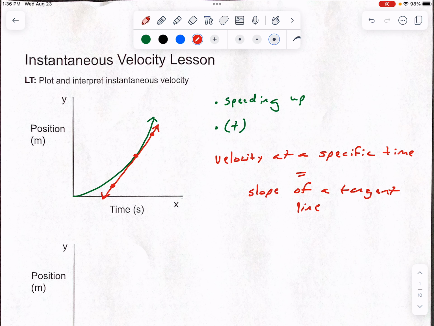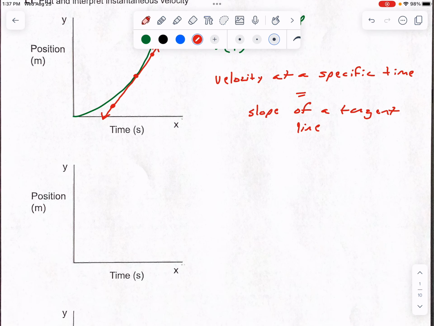That's your key takeaway on instantaneous velocity: when we have a curved line, we draw that tangent, plug it in for slope, and then we're good. Now for the next one, let's say I have a slope that looks like this. This would be an example of slowing down, because if you look, your slope is getting flatter and flatter as you go on in time. So that means you're slowing down.